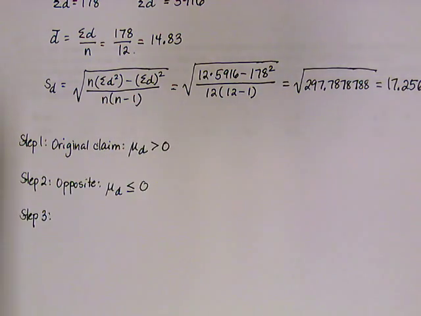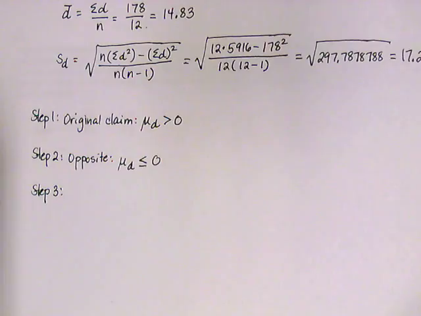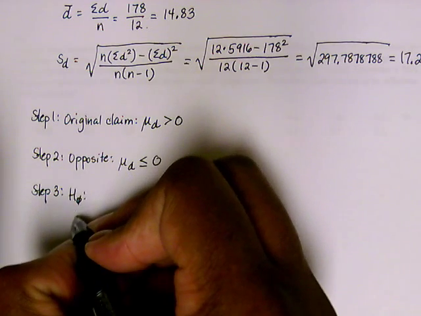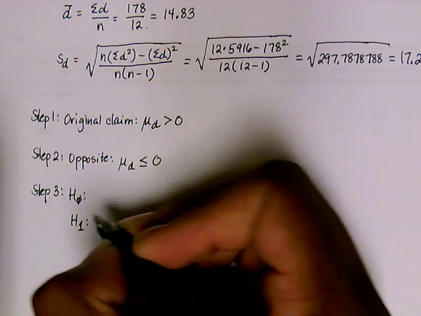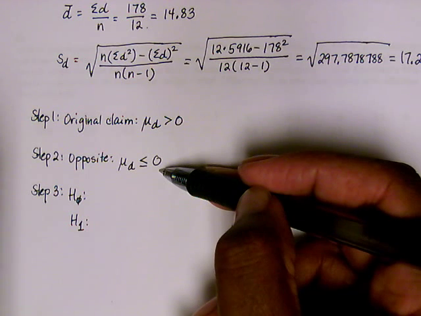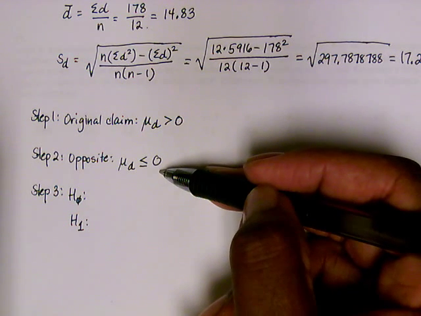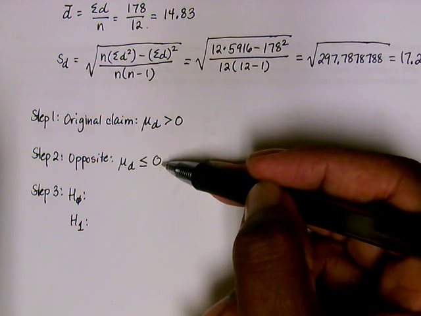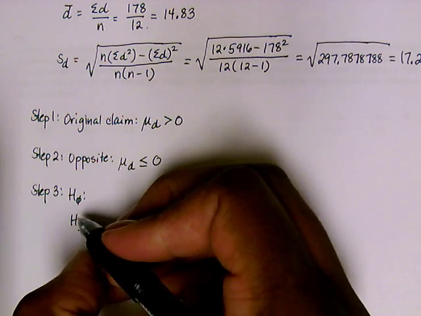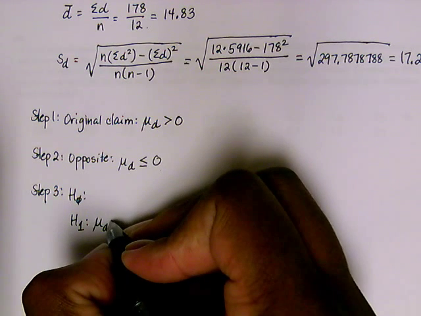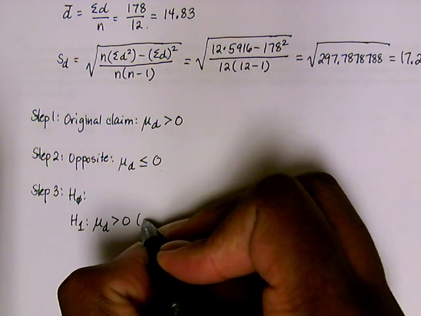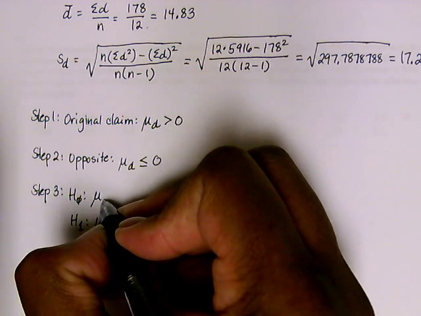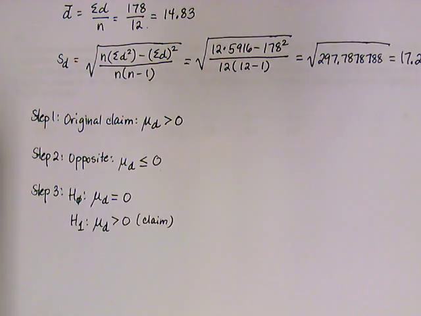Step number 3 is writing the null and the alternative hypothesis from steps 1 and 2. One of these will have to be the alternative hypothesis, and keep in mind your alternative has only less than or greater than or not equal to, and it's this one right here. Mu sub d is greater than 0, and that's going to be the claim. The null always has the equal sign in it, so mu sub d equals 0.